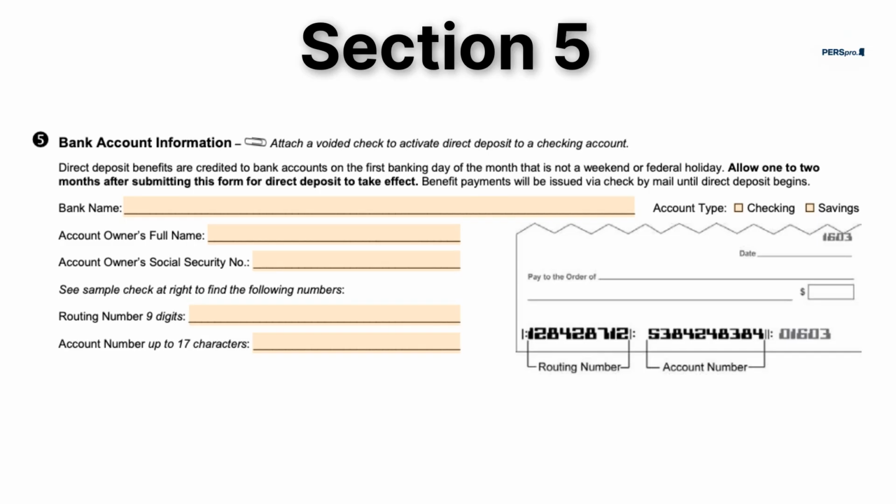Section 5, Banking Account Information, is where you establish your direct deposit instructions. You must mark whether the destination is a checking account or a savings account. Next, print the official name of your financial institution, their 9-digit routing number, and your specific account number. To validate this information provided, you must attach a physical voided check to Form 9P. Simply write void clearly across the front of an unused check and staple it to the form.